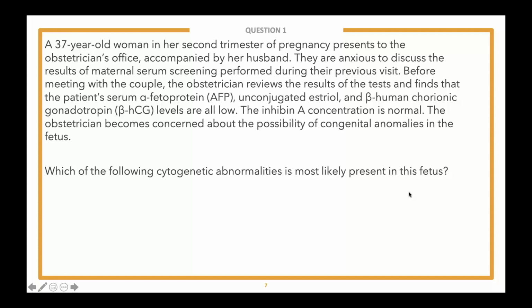Which of the following cytogenetic abnormalities is most likely present in this fetus? So with that, I want all of you to start thinking about what the important clues are in this vignette as I hand it off to Boris.